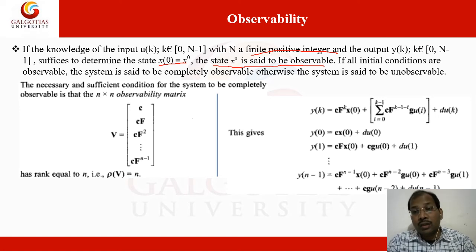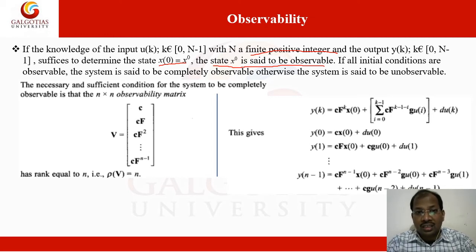Here we are considering only one state variable, for one input and one output. Using these inputs we can calculate the first state variable x naught in a finite interval, and if all other states can be measured using the input and output, then we can say that the system is completely observable, otherwise it is unobservable.